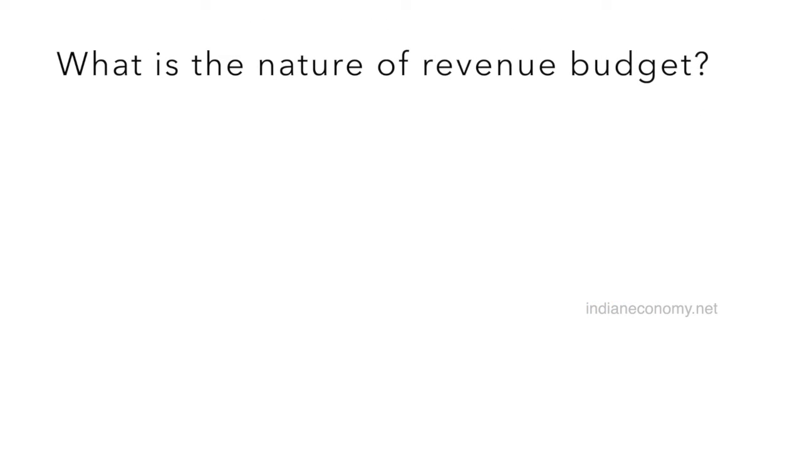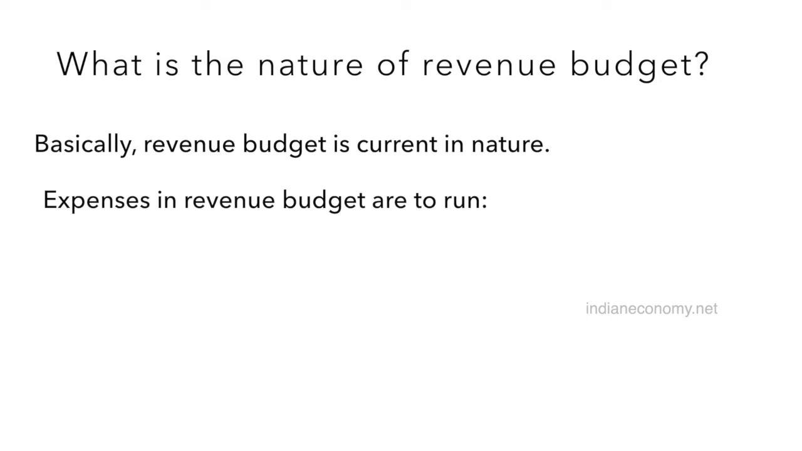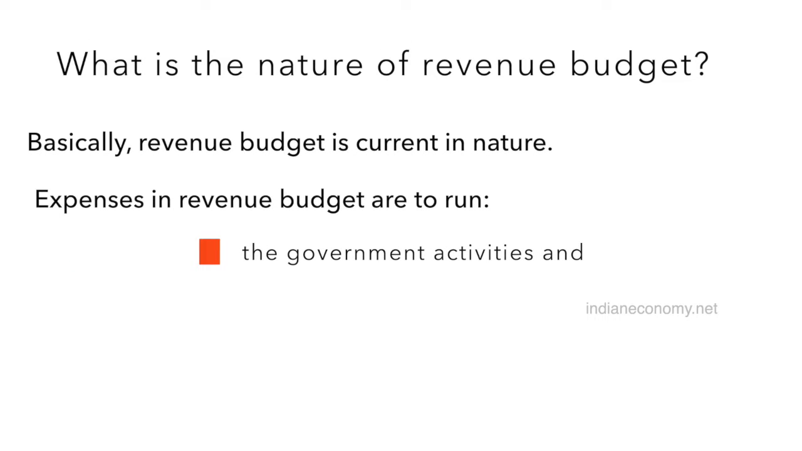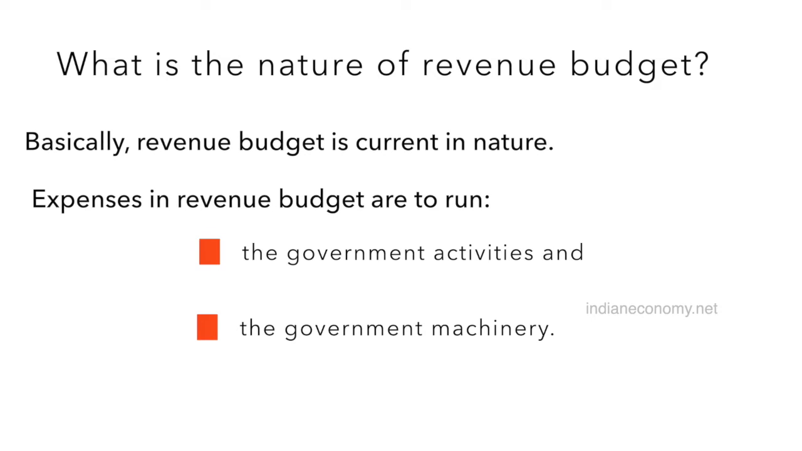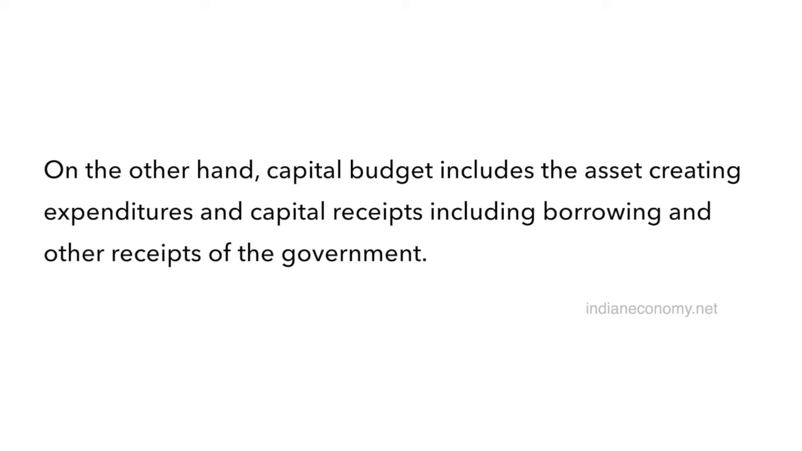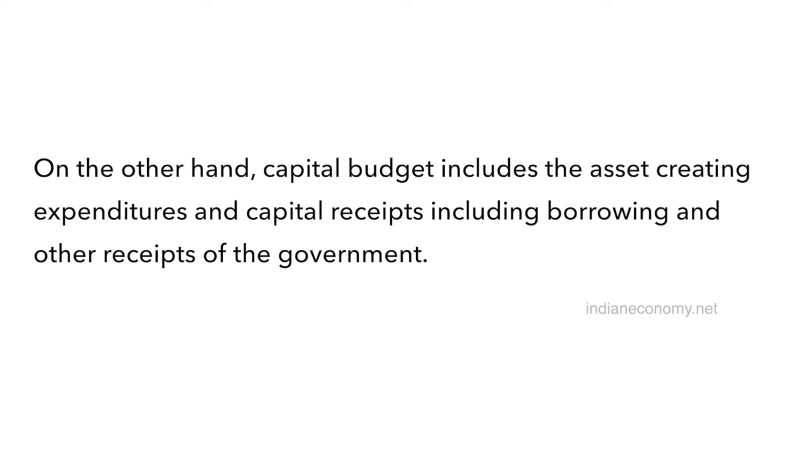What is the nature of the revenue budget? Basically, the revenue budget is current in nature. That means expenditures in the revenue budget are made for the running of the government activities or the government machinery. Receipts are also related to the day-to-day functioning of the government. On the other hand, the capital budget includes the asset creating expenditures and capital receipts, including borrowing and other receipts of the government. Now we are coming to capital receipts.